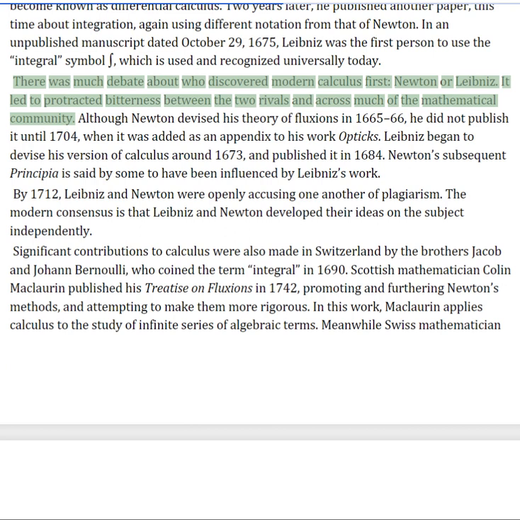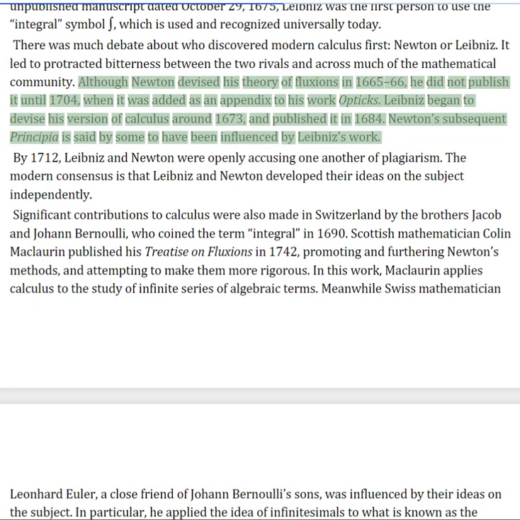There was much debate about who discovered modern calculus first, Newton or Leibniz. It led to protracted bitterness between the two rivals and across much of the mathematical community. Although Newton devised his theory of fluxions in 1665-66, he did not publish it until 1704, when it was added as an appendix to his work Opticks.